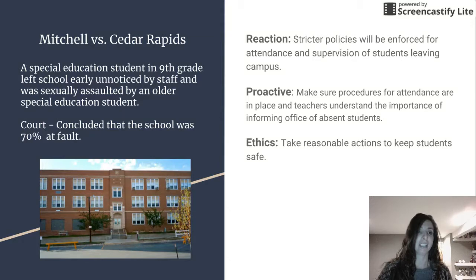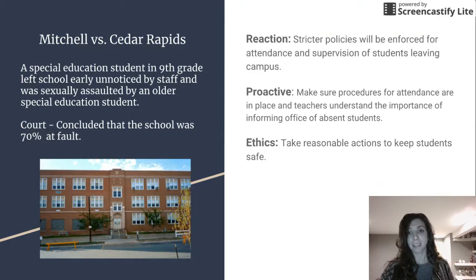The next case that I looked at was with a special education student in ninth grade. They left school early unnoticed by staff and was sexually assaulted by an older special education student. In this case, the court concluded that the school was 70% at fault. With a serious case like this, I believe the district would make sure that there are stricter policies district-wide to be enforced on attendance and supervision, and the protocol and rules for students leaving campus. How is that monitored? What do they need to do?